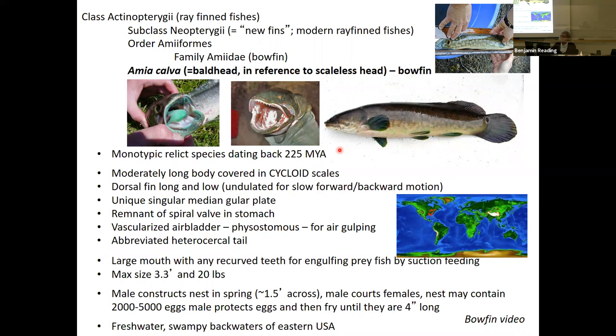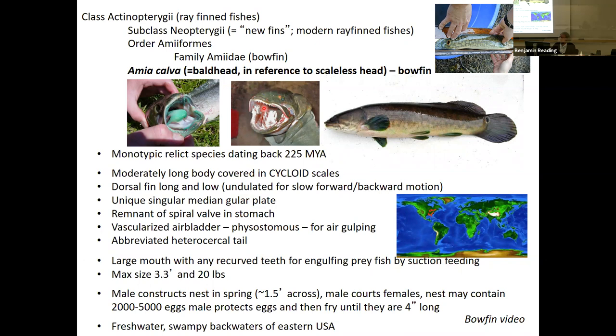You see this blue mouth. These are breeding males. When the males are breeding, they'll actually get a blue to green mouth here. And you can see the teeth here, this is a piscivore. These things eat other animals. Large mouth with recurved teeth. And this allows them to really trap and engulf prey. They do have some suction feeding that they can do, but the teeth are there for biting and chomping.